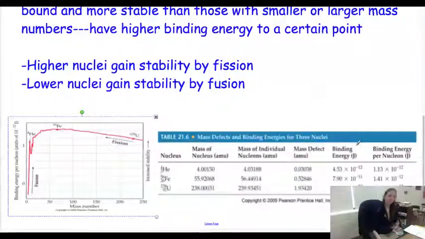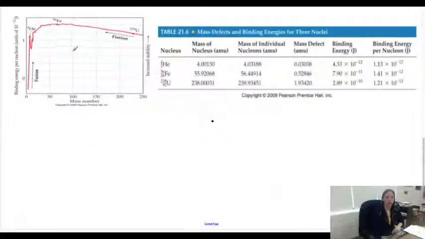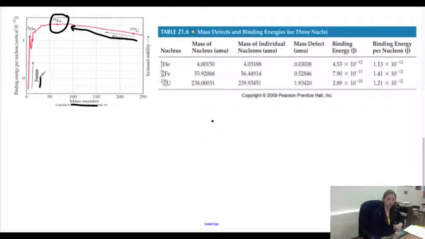If I look at this bottom chart here, it's the certain point thing that I'm talking about. I have this iron, which is actually our most stable element here, iron-56. These are my heavier mass numbers with the protons and the neutrons. They will go through fission to become more stable, whereas the lighter mass numbers will go through fusion to become more stable. I have my binding energy per nucleon, which just means per each particle.